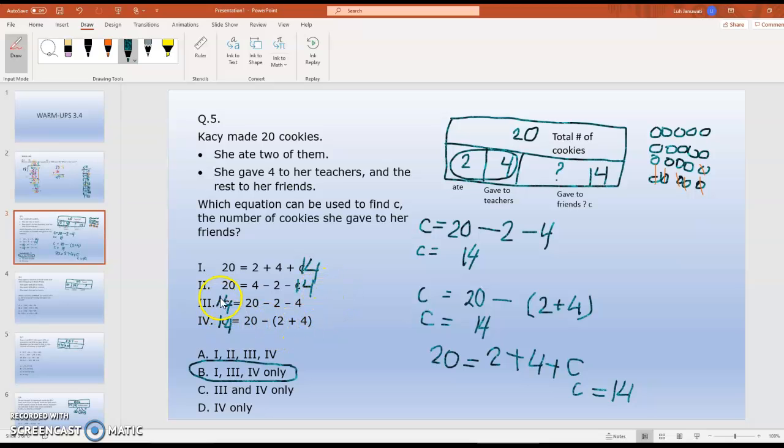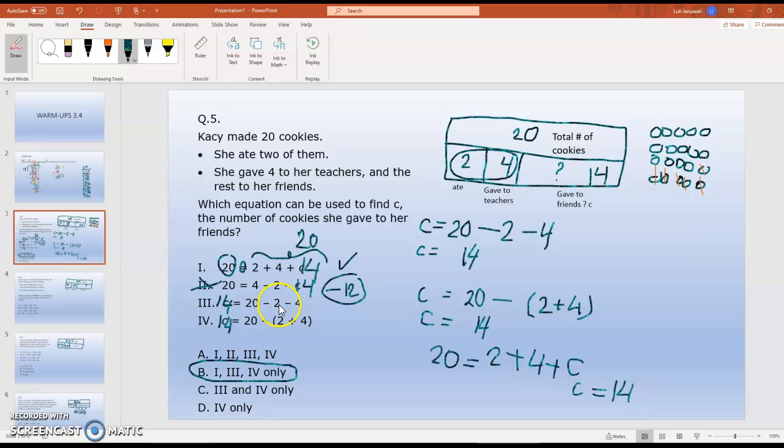Okay? The equal sign here means that whatever is on this side of the equation has to be equal to this side of the equation. The left and the right have to be the same. So if you add 2 plus 4, that's 6. 6 plus 14 will give you 20. So that equation is correct. Okay, 20 is equal to 4 minus 2, which is 2, and minus 14, that's negative 12. It's not the same as 20, right? You want 20 on this side to be the same as 20 on this side. Since this is negative 12, that's not correct.